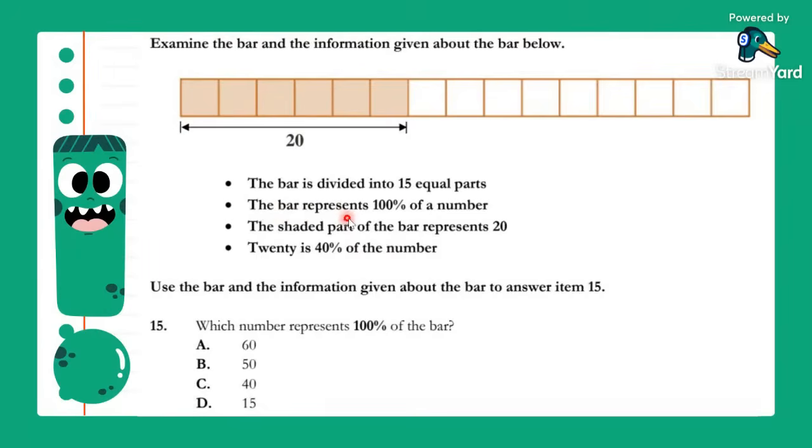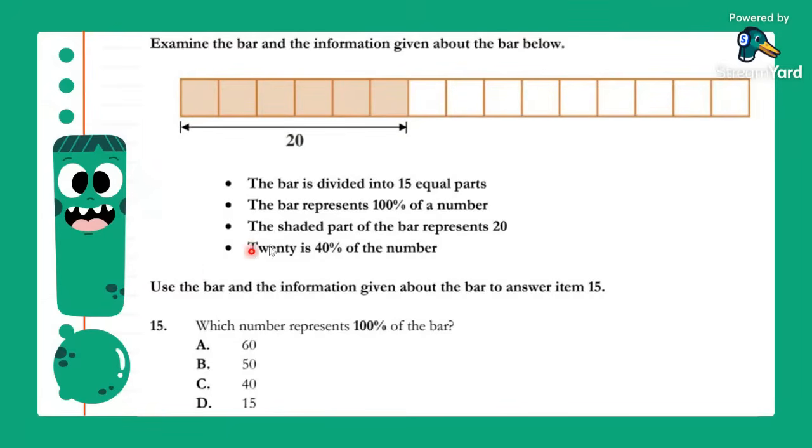The bar represents 100% of a number. So the whole bar, from the beginning straight to the end, is 100% of a number. The shaded part of the bar represents 20. As you can see here, this part represents 20. 20 is 40% of the whole number.